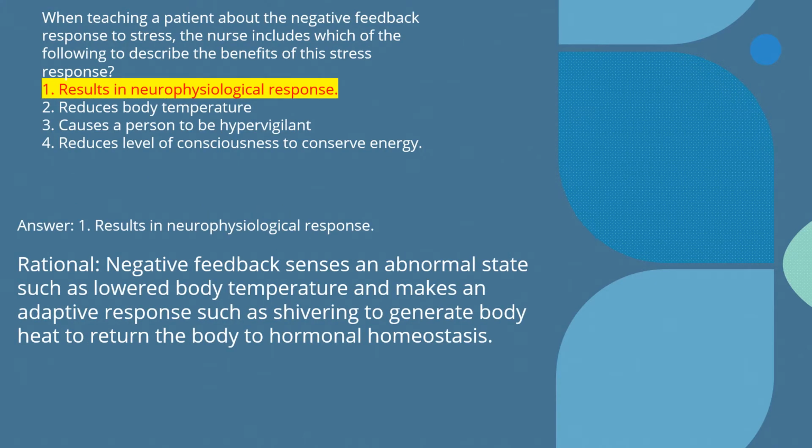Answer. 1. Results in neurophysiological response. Rationale. Negative feedback senses an abnormal state such as lower body temperature and makes an adaptive response such as shivering to generate body heat to return the body to homeostasis.